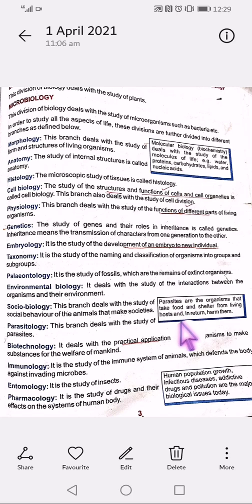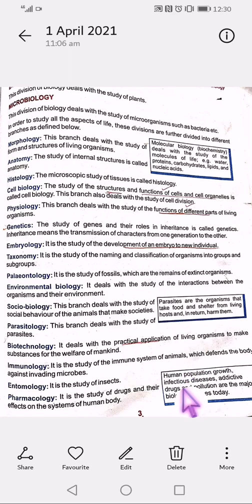Parasites, if you get a short question, define parasites. These are the organisms that take food and shelter from a living host, and in return they are harming us. For example, lice, mosquito, anytime.